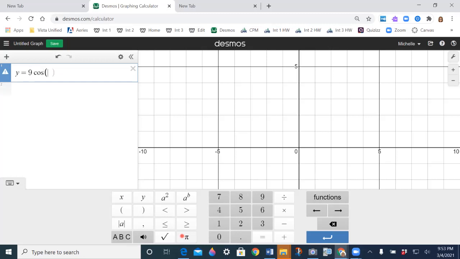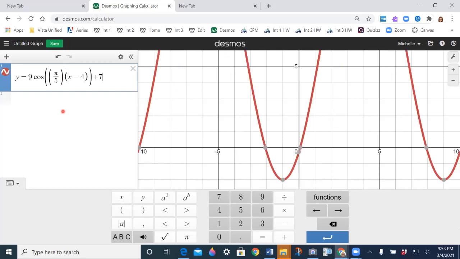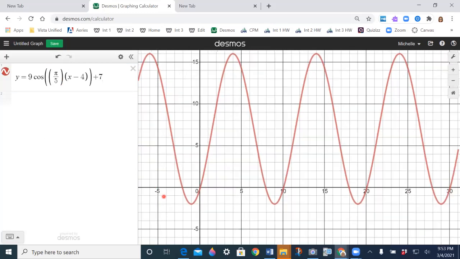I'm going to go parentheses, pi over 5. Close my parenthesis. Now I have to be careful here. I'm actually going to put another parenthesis, because this pi fifths is going to be multiplying with the quantity x minus 4. And then I have my plus 7. So let me get out of this, and I'm going to zoom down, and you see our graph.